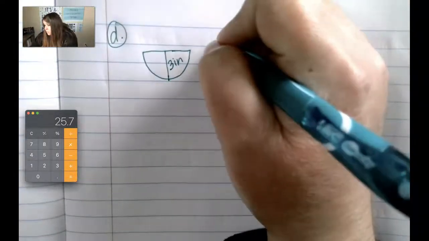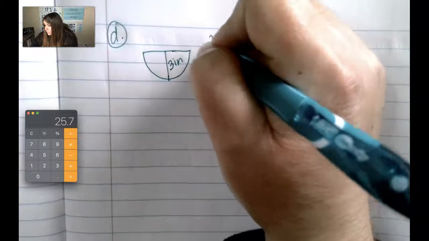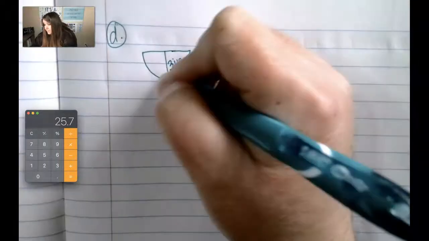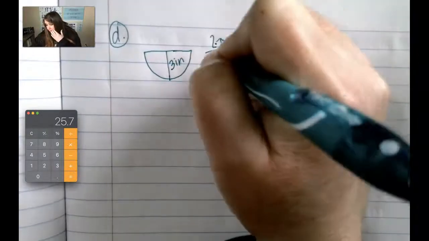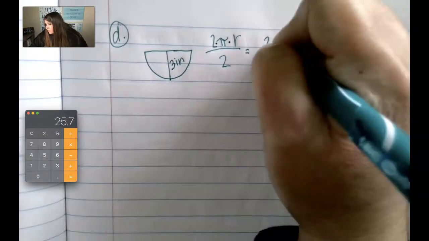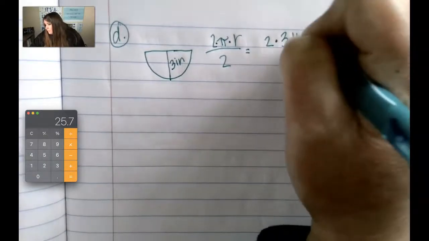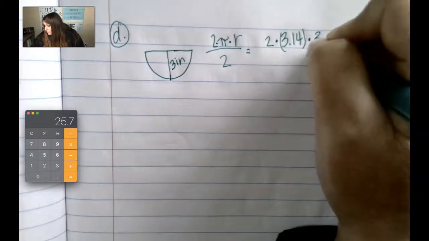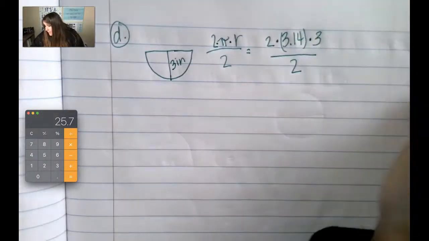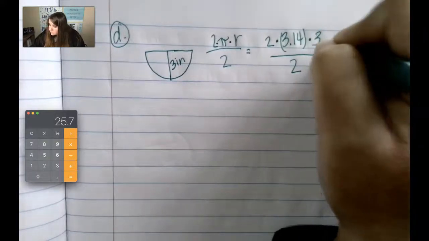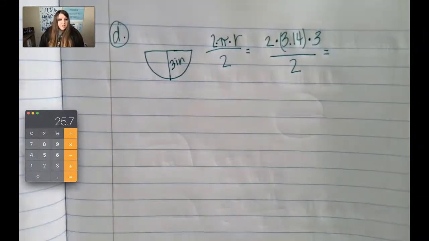So I'm going to start with 2 times pi times the radius, because I'm given the radius. Then I have to cut it all in half. So I have 2 times 3.14 times 3. And again, I need to cut it all in half. All right, so let's start there to find the circumference of a whole circle.